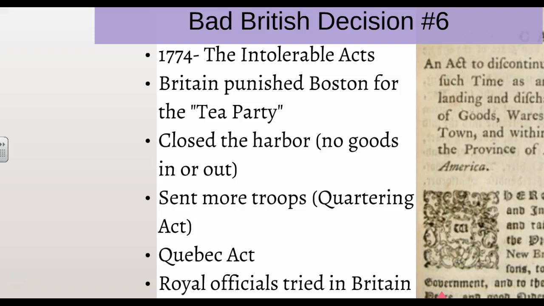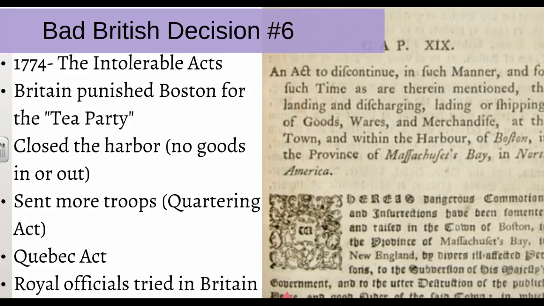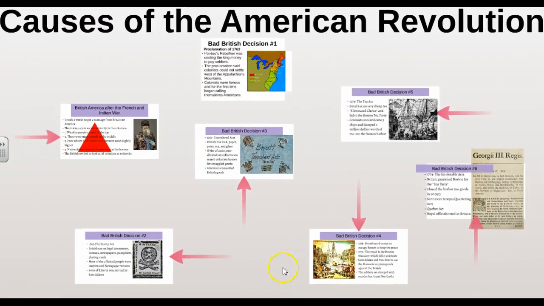Well, all 6 of these bad British decisions would eventually lead to the American Revolution. And next week, we'll begin to look at some of the specifics of the early part of the American Revolution, like the Declaration of Independence and some things like that. But for this week, we just focus on these causes of the American Revolution.